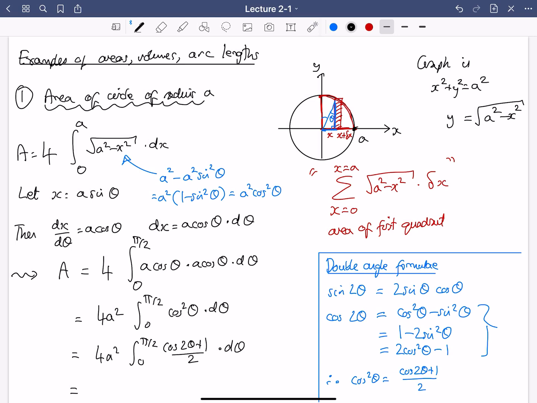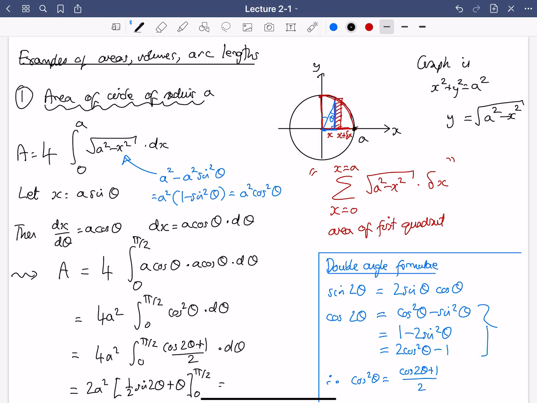And now I'm in good shape, because now I've got something where I happen to know an antiderivative, so I can use our Fundamental Theorem of Calculus corollary. You see I've got 4a squared and I've got it divided by 2, so that's 2a squared. Antiderivative of cos 2 theta is a half sine 2 theta. Antiderivative of 1 is theta, and I've got to evaluate from 0 to pi by 2.